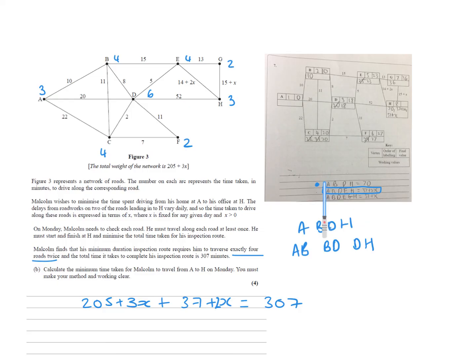Now, even though I'm saying all this, I've convinced myself I'm wrong now. How do you know that's the shortest path? Because you already did Dijkstra's for part A. That's how we know it's the shortest path. The only thing I don't understand is, maybe I'm being really silly. If we've got to calculate the minimum time taken for Malcolm to travel from A to H, well, the minimum time is 205 plus 3x because it's semi-Eulerian. Have I counted something wrong?